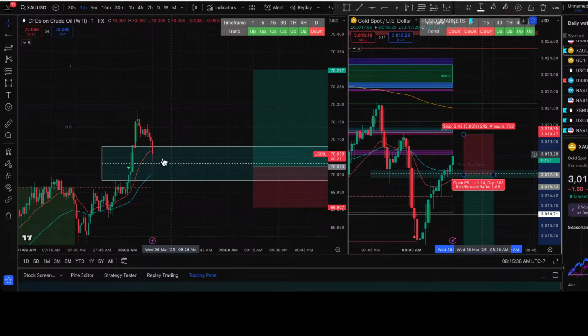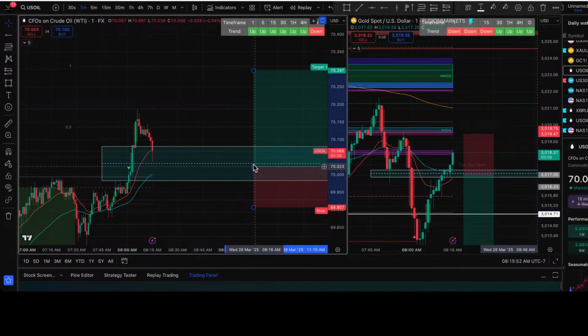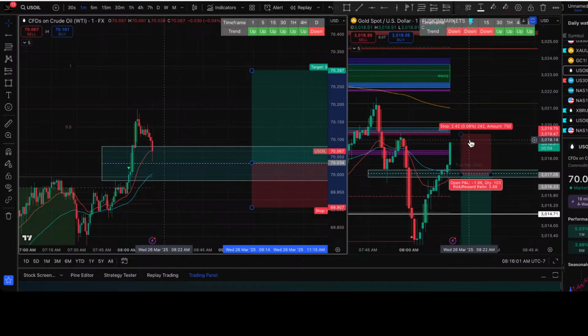So now that we've hit this fair value gap, now I want to see a bullish fair value gap created, and it has to fall within the parameters of the risk to reward. It's exactly what we wanted to see, a deeper retracement. Let's see what it bounces off of.